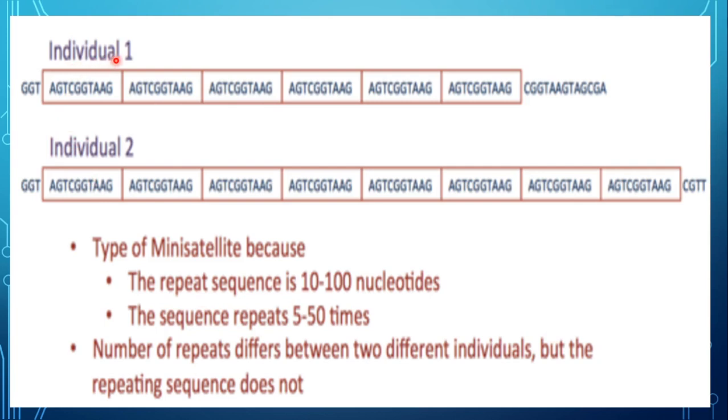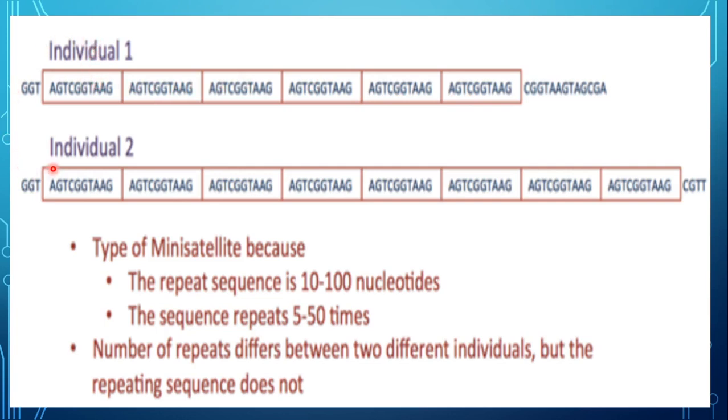Say individual 1. There are 2 individuals, and this is the total DNA of the individual, not just a portion. Here we are showing only one of the strands of DNA. The bases present are GGT, AGTC, GGTAAG. If you can see, the same base pairs are repeated again and again. How many times? 1, 2, 3, 4, 5, 6. Six times these base pairs have been repeated in individual 1.